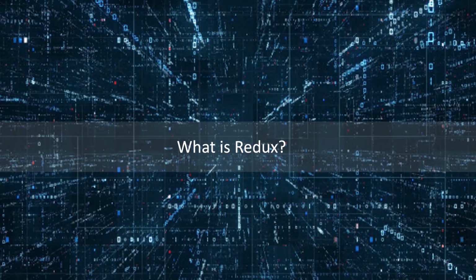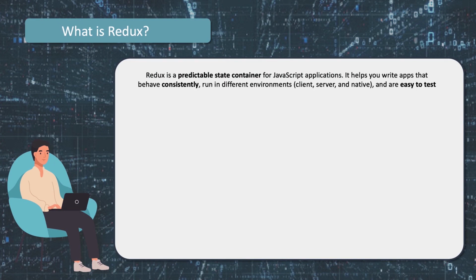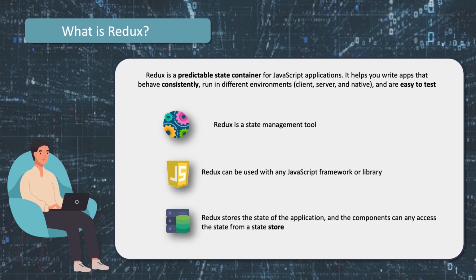So, what is Redux? Redux is a way to have a predictable state container for your JavaScript applications. And it'll allow you to run your applications in multiple different variants, whether it's a client solution, a server solution, or a native app solution. And one of the key elements that I like about Redux is that it's really easy to test. With Redux, you're able to manage the state of your tool. You can use it to work with any JavaScript framework or library. And you can then store the application and the components in a state store, which makes it easy to manage the state of your application.